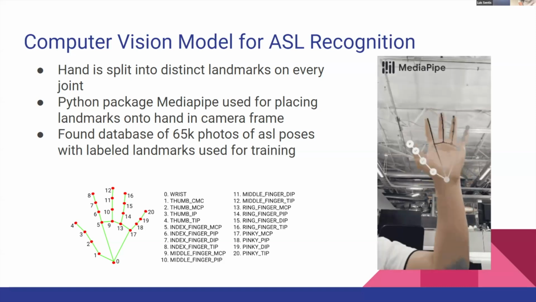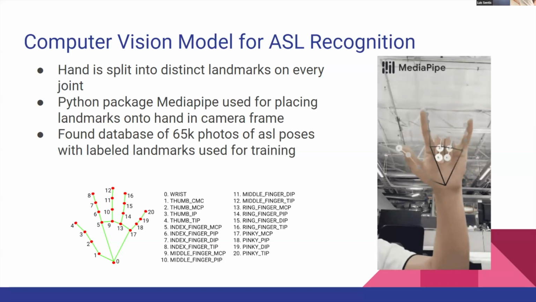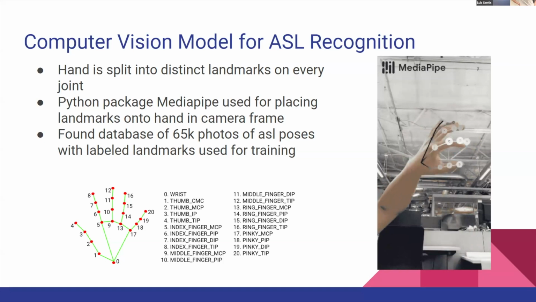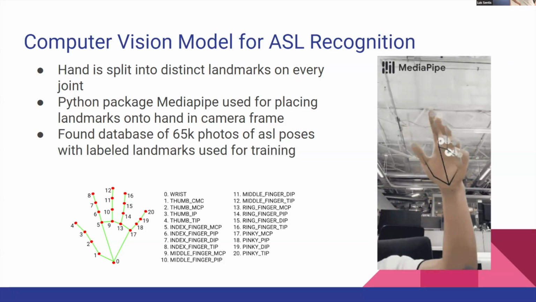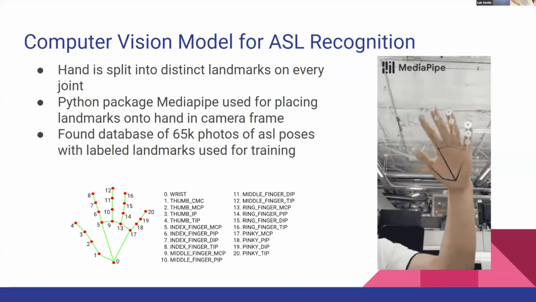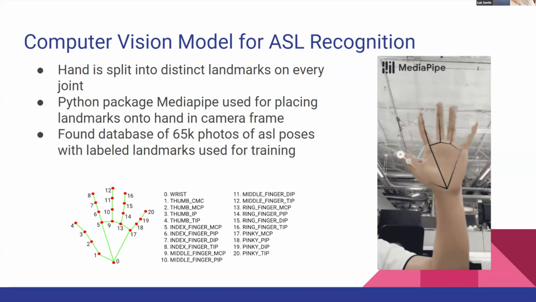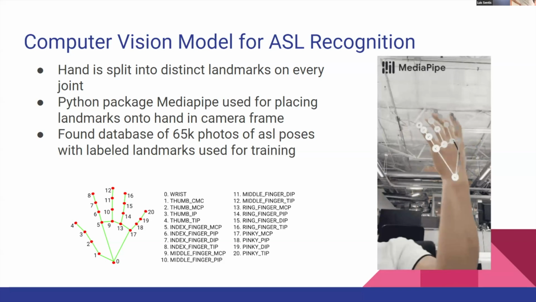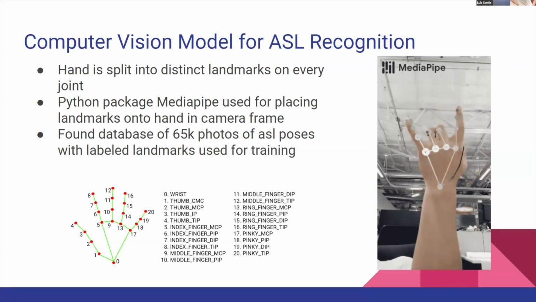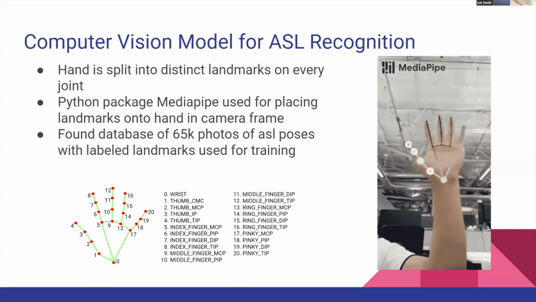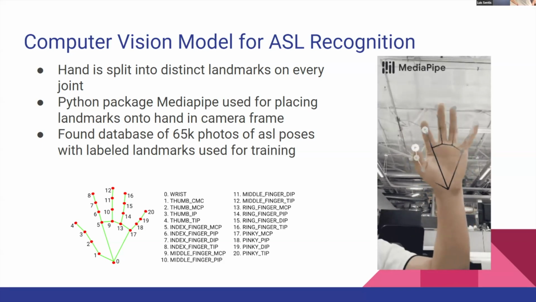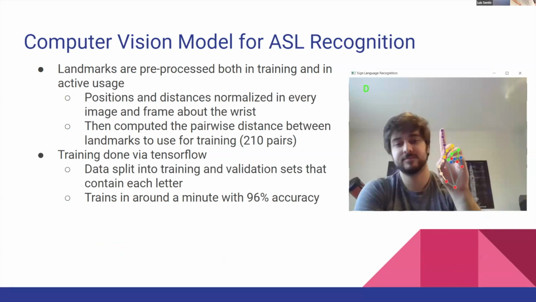Our final part here, we also wanted to do something more in line with the spirit of the class. We trained a computer vision model that recognizes ASL that we could eventually integrate with the hand to speak with it by signing to it. Essentially the hand is split into 21 different landmarks. We use a package called MediaPipe, which is able to use our camera and place these landmarks onto our hand. We have a database of about 80,000 photos that we use for training. They're all labeled with ASL poses. And these landmarks are pre-processed in training and in active usage for every frame.